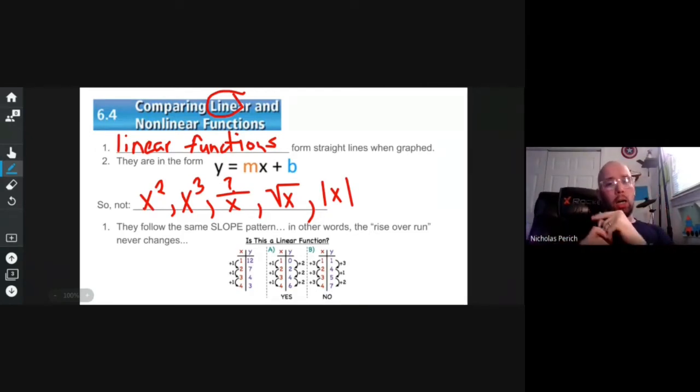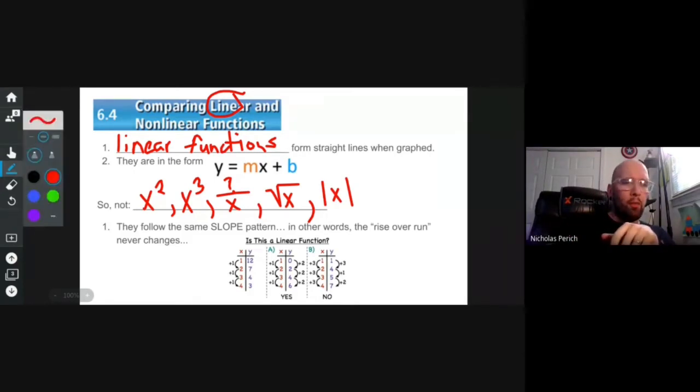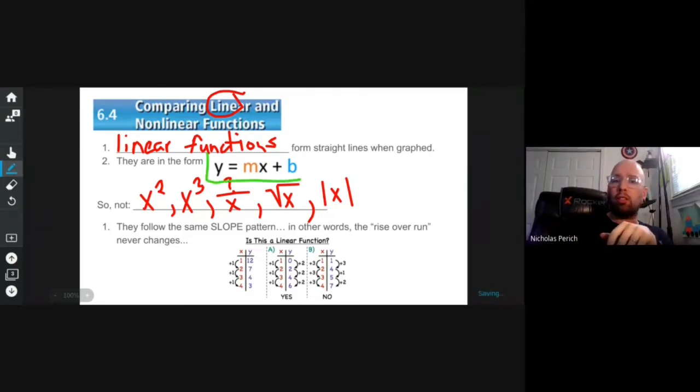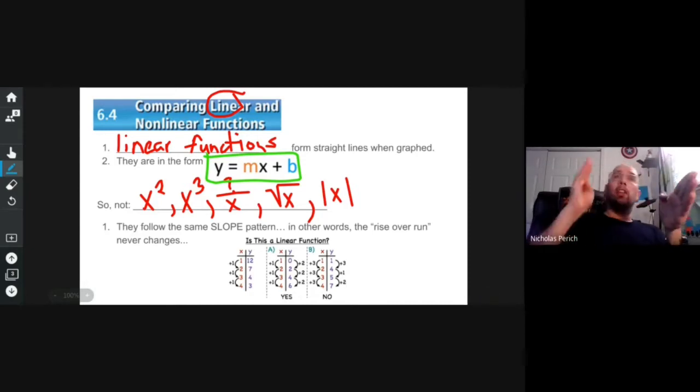Okay, so linear has to look like slope-intercept form, or if you can make it look like slope-intercept form, then you're in great shape. But the most important thing is you have y on the left and x on the right. If y is on the left and x is on the right, and there's no x squared and no x cubed and none of this other stuff, then you're fine.